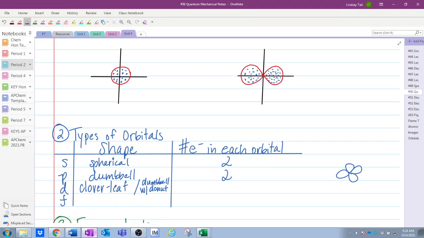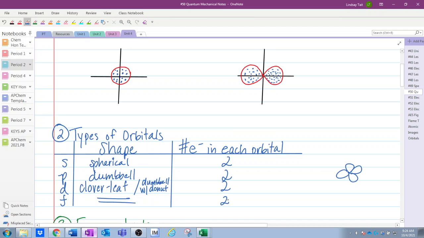All right, and even though that's got 4 balloons, guess what? Only 2 electrons of equal energy can be in that cloverleaf. All right, and lastly, F. Guys, F is so complicated, there is no shape that we can use to describe it. There is no verbal shape to describe F orbitals, but I'll show them to you in just a second. And an F orbital can only have 2 electrons.